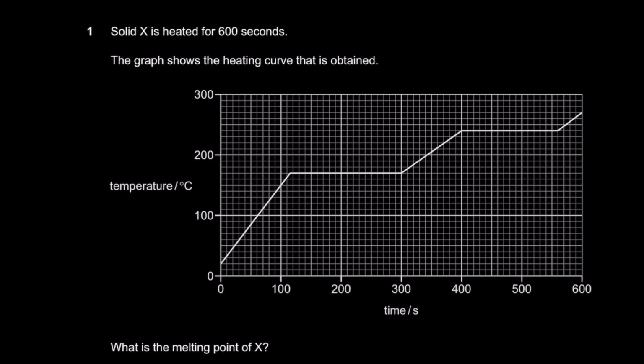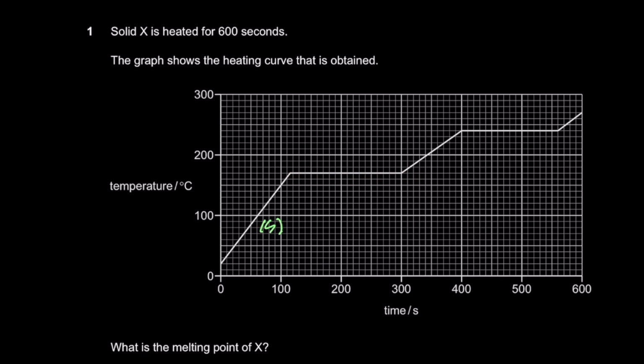MCQ1 says solid X is heated for 600 seconds, and it shows you this heating curve. A heating curve shows you how the temperature of a substance changes as it is heated, right? So initially you had a solid, you heated it up. Obviously when you heat the solid up, it's going to take in that heat energy and the temperature is going to increase, and then it becomes constant.